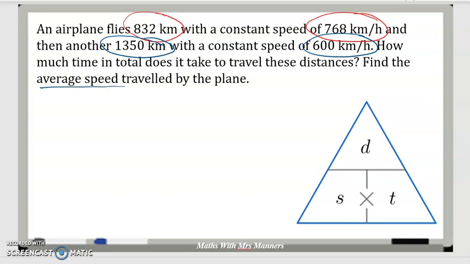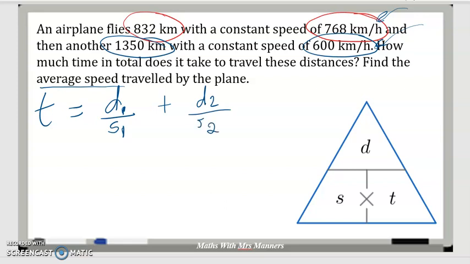And because this plane travels two different distances, we have to look at its entire journey to work out what its average speed is. So this question has 2 parts. Let's work out how much time it takes to travel these distances. Well, the time is equal to the distance traveled over the speed. But in this example, we've got 2 different journeys. So really, we've got the first distance traveled over the first speed, and then the second distance, or D2, traveled over the second speed.